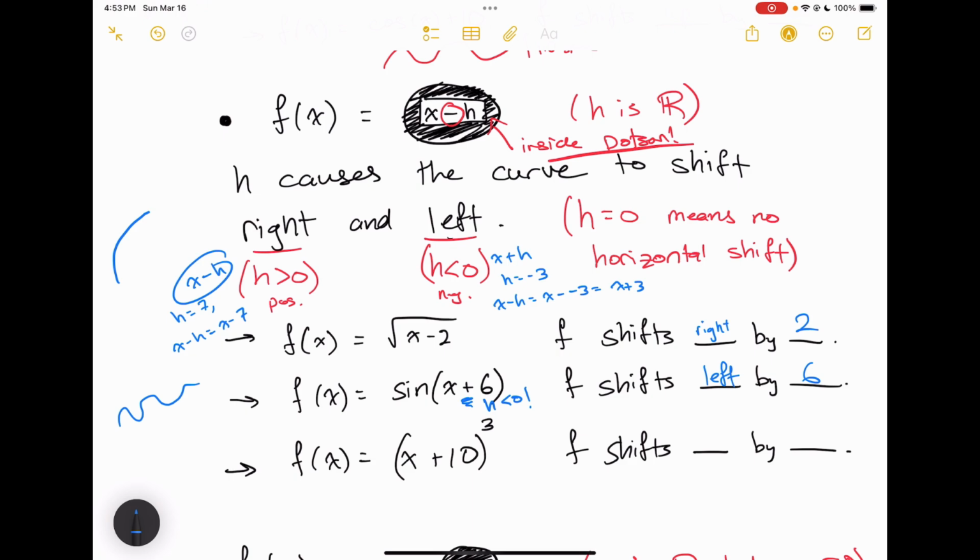Finally, in this last one right here for f of x equals x plus 10 cubed, I have this 10 being added from within. But since it's in the form x plus h, this means that h is negative. Therefore, f will shift left once again, this time by 10.